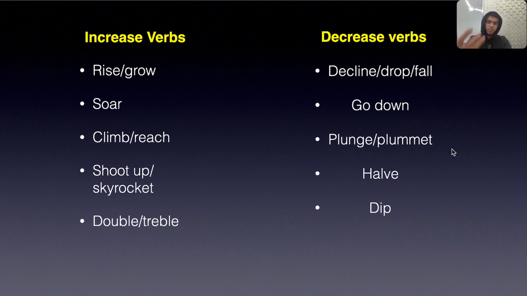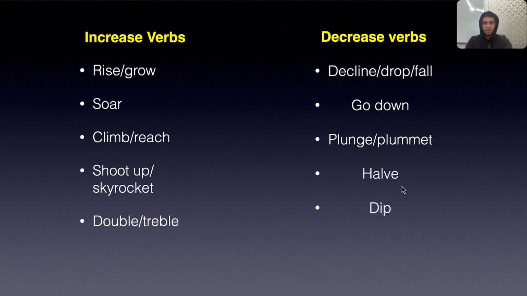Plunge, plummet. You only use these with dramatic decreases, okay? Let's say something decreased from 90 to 50. It's a plunge. Plunge can be used as a noun as well. Plummet can't be used as a noun. It plummeted from 90 to 50. Half means to decrease twofold. So double, half. They're antonyms, okay? They're completely antithetical to each other.